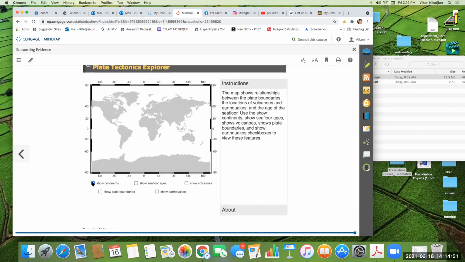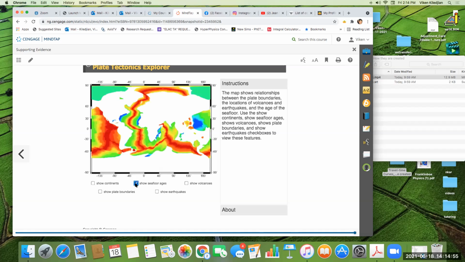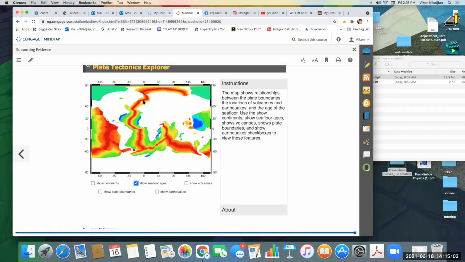So if I uncheck this, it doesn't show boundaries, but I could show the seafloor ages. You see, this is the newer age. This is the big rift zone in the Pacific Ocean. So you see, red means newer plates, newer boundary. And these are newer boundaries too.